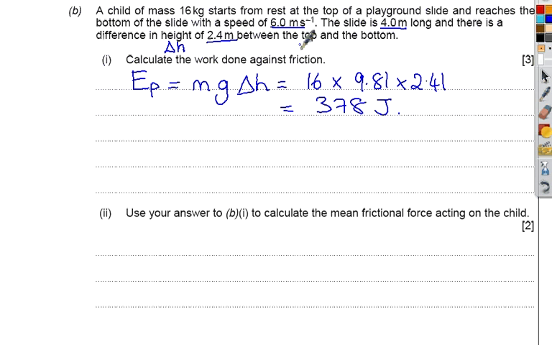We've got the speed at the bottom of the slide, and it starts from rest. So the change in kinetic energy is going to be, well, initial kinetic energy is 0. The final kinetic energy is half mv squared, half times 16 times the velocity at the bottom, which gives us 0.5 times 16 times 6 squared, 288 joules.